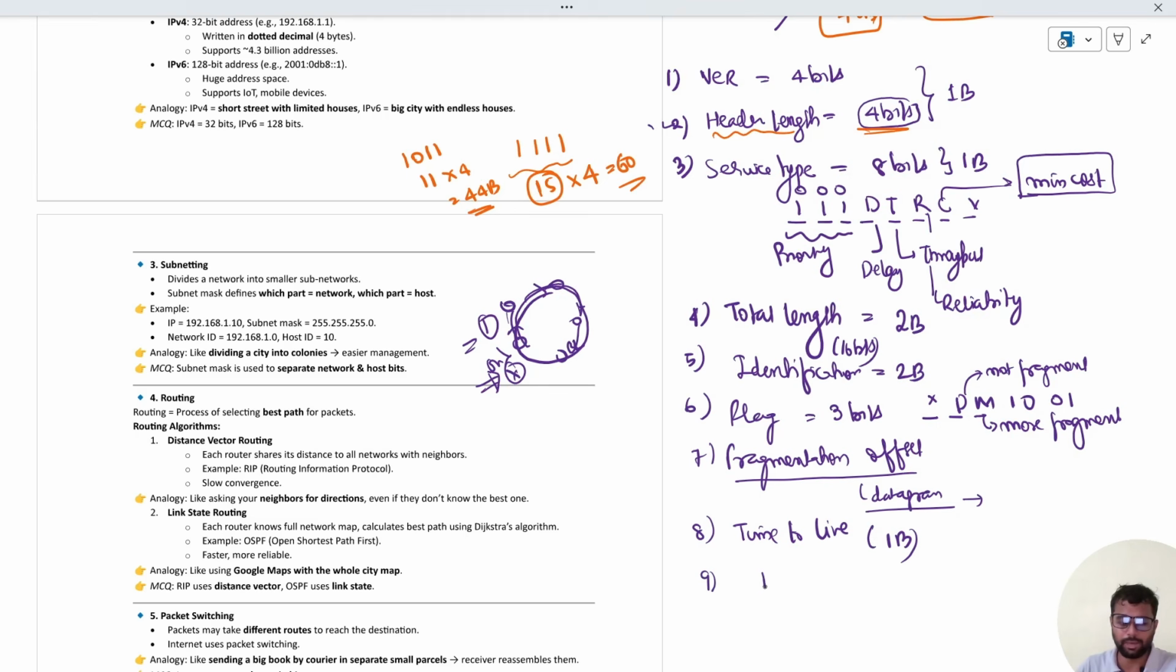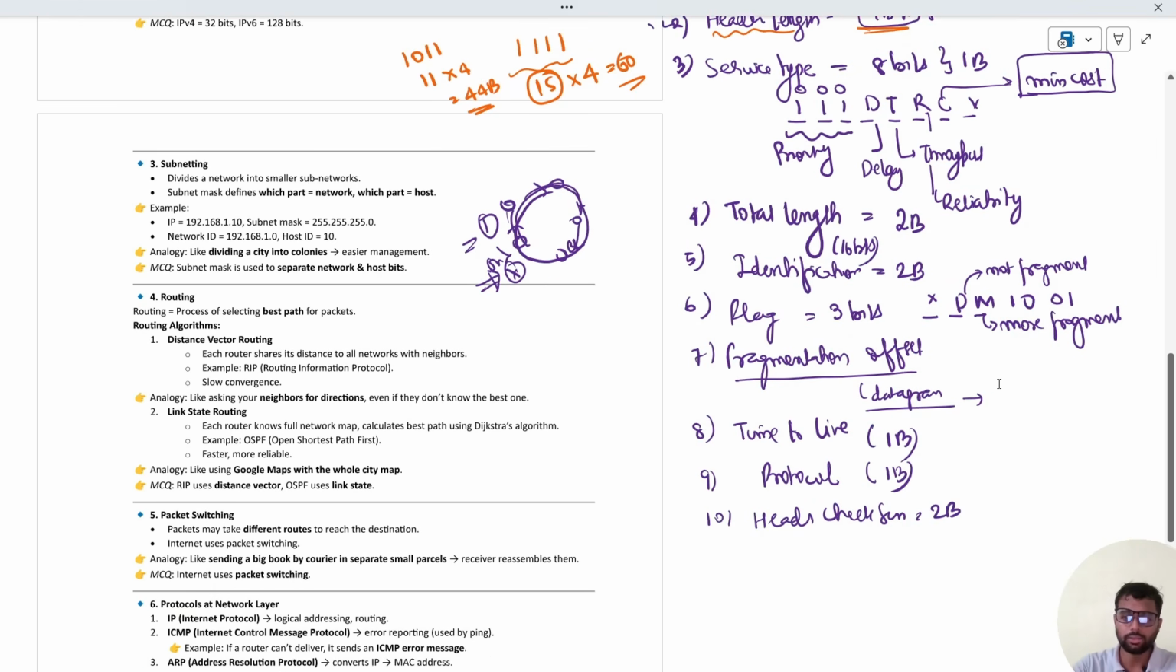उसके बाद हमारे पास नेक्स्ट है प्रोटोकॉल. Protocol is also 1 byte. Then we have header checksum. Header checksum, and this is obviously 2 byte. Then we have the source IP address, and next is destination IP address.